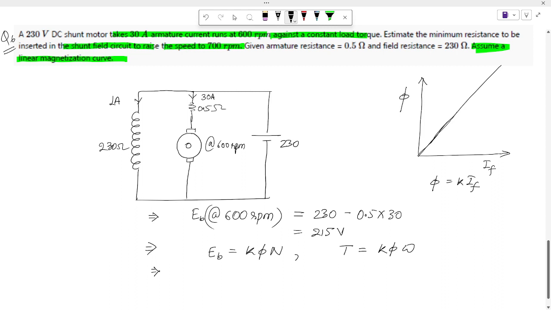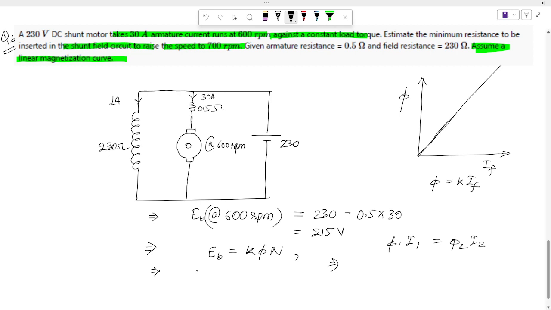What does that mean? T is proportional to K phi omega. Yes or no? Or you K phi N? Write it. Sir, K phi I, sir. Oh, sorry. K phi I. So torque is constant, so it means the product of phi into I has to be constant. That means phi 1 I1 is equals to phi 2 I2. Okay. Let us see how we can do.